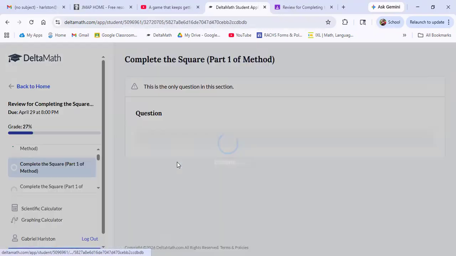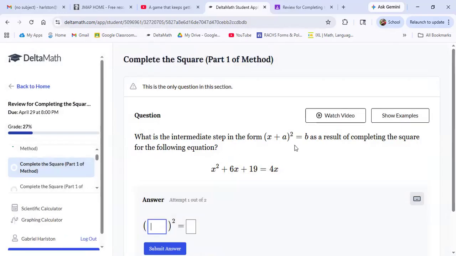I'm going to do a question from the first part. What we have here is a quadratic equation: x squared plus 6x plus 19 equals 4x. We'll need to do a little work. We want all of the variables, the x's, on this side, and we want the constant on this side. So we just have to move them over. Let me go to my iPad and get going.